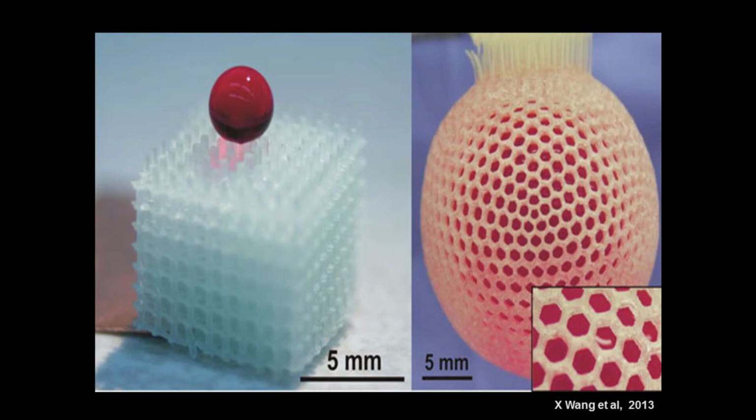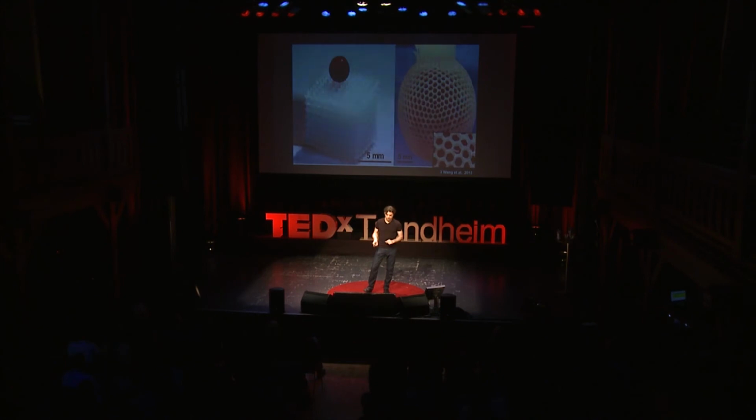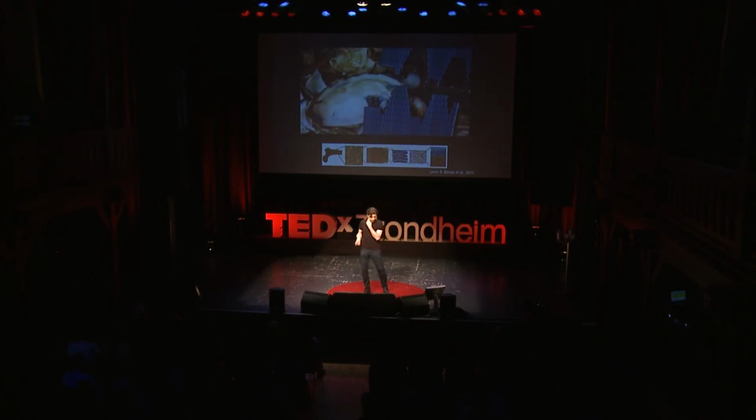And so what's really interesting about that is you see the cube, it's completely porous, but yet the water's sitting on top. You see the ball, and the ball is holding fluid. You could put that ball in a vat and swirl it around and pick up fluid.